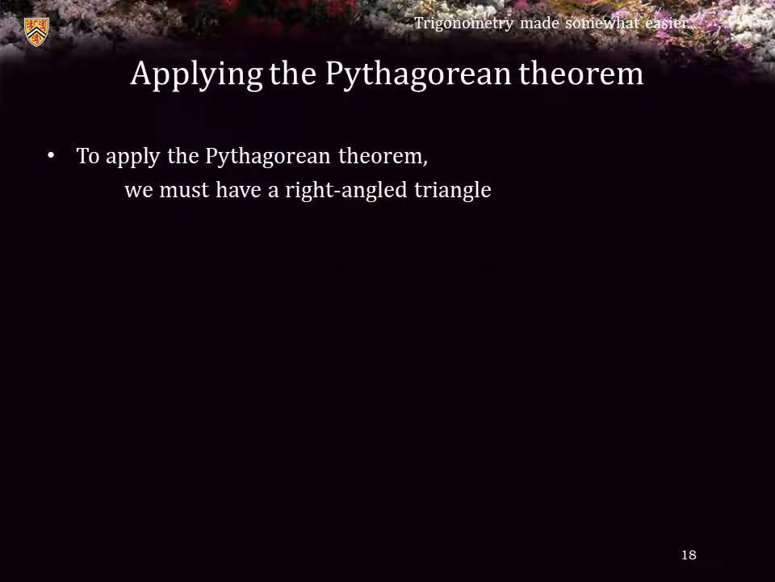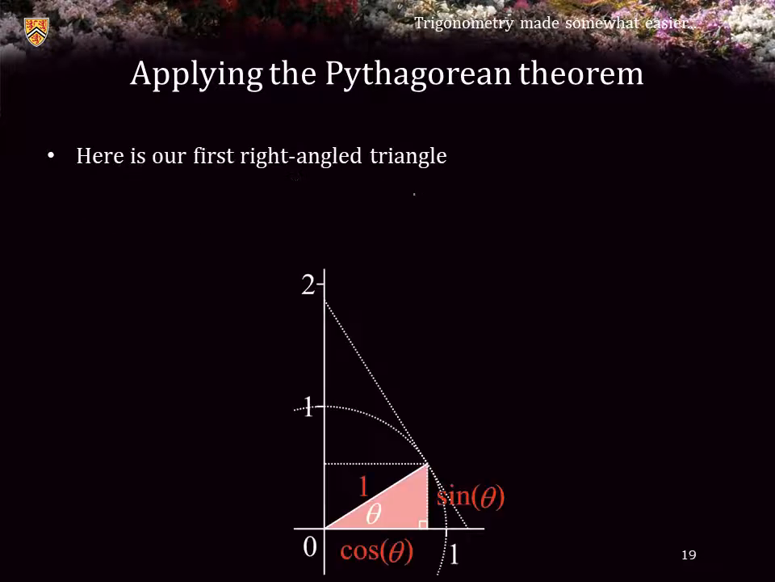Now, to apply the Pythagorean theorem, we require a right-angled triangle. Well, actually, we have 6 such triangles. Let's look at each of them and see the consequential deduction we may make using the Pythagorean theorem. So here we see our first right-angled triangle with sides sine of theta, cosine of theta, and 1. Consequently, sine theta squared plus cosine of theta squared is equal to 1 squared, which is equal to 1.